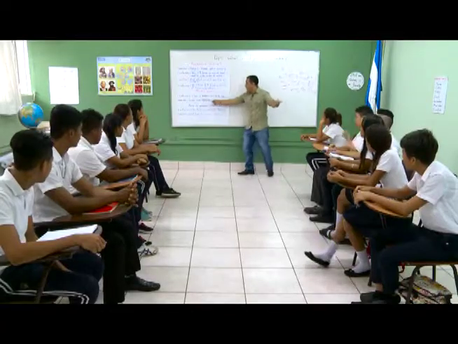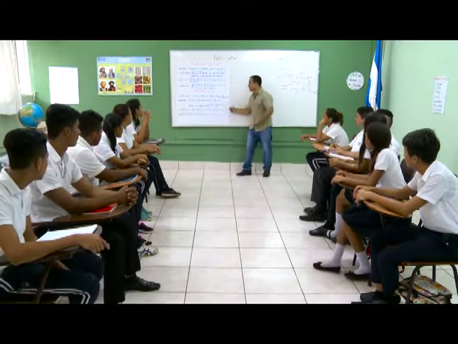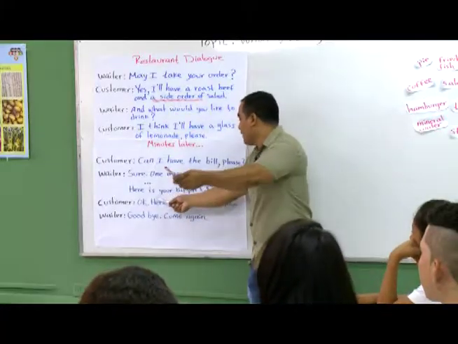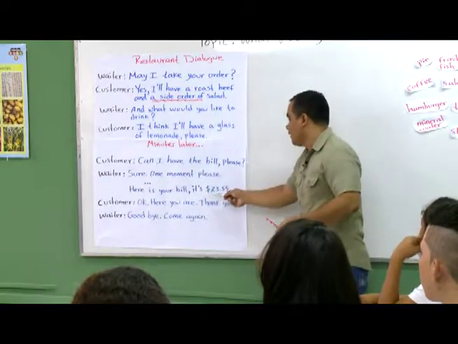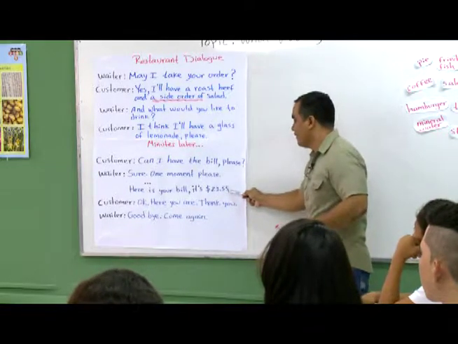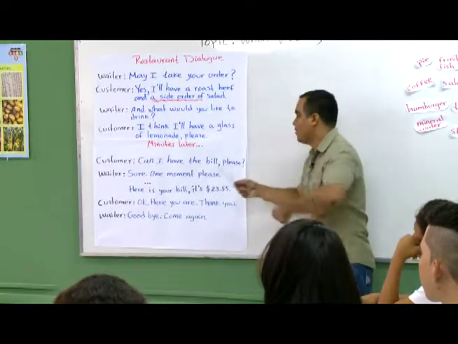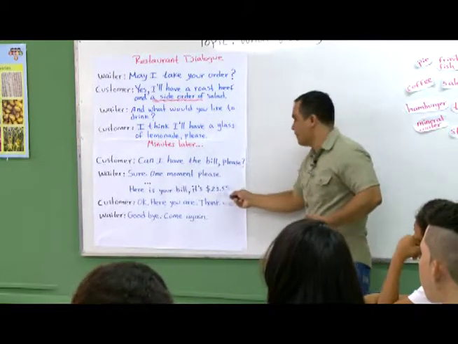Minutes later. Can I have the bill, please? Can I have the bill? Can I have the bill, please? Sure. One moment, please. Here is your bill. It's $23.55. One more time. It's $23.55.